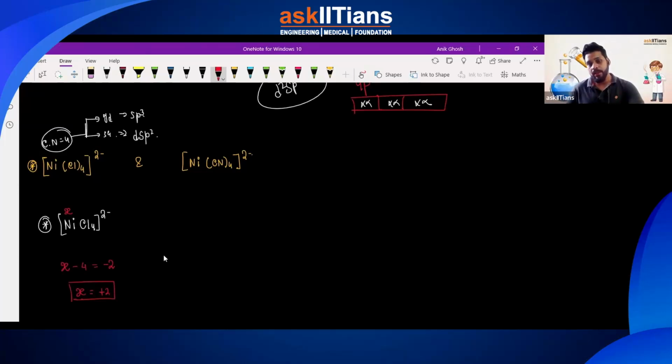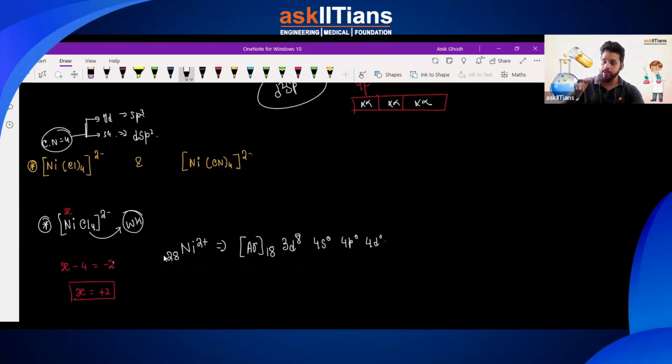Now if you see Ni2+, what is the electronic configuration? It is 28, which means argon 18, 3d8. I'm not going to write 4s2 because 2 electrons are gone. Simple. 3d8, now 4s0, 4p0, 4d0. Now the point is chlorine. What kind of ligand is it? It is a weak field ligand. How do I know that? I told you, cyanide, nitrosyl, carbonyl, polydentate ligands, and ammonia. Only these 5 systems are strong field ligands. Rest all are weak field ligands.